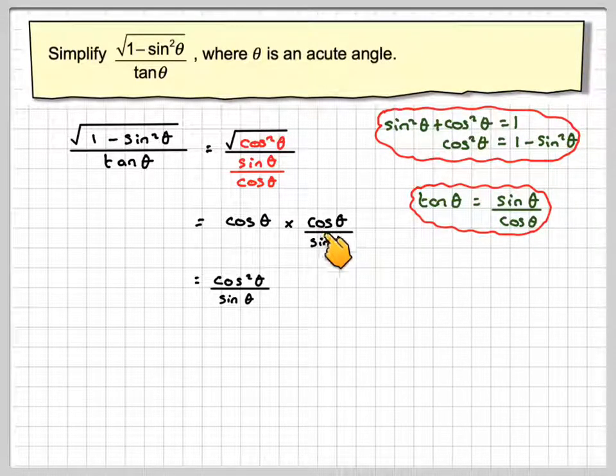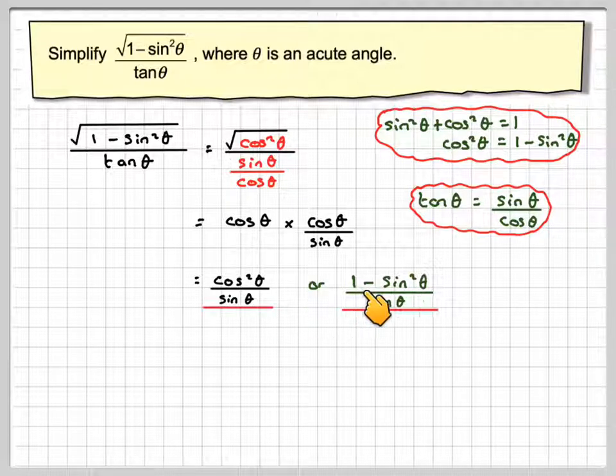So it's going to be times cos theta over sine theta. So it's going to give cos squared theta over sine theta. Or you could write this as 1 minus sine squared theta over sine theta, just to get it in terms of sine only.